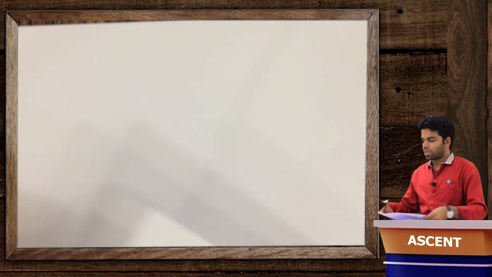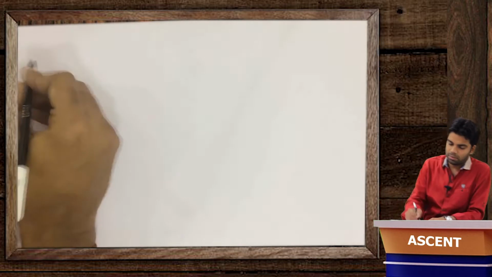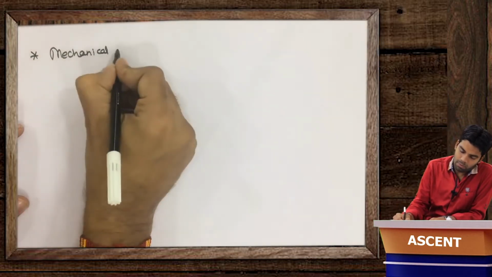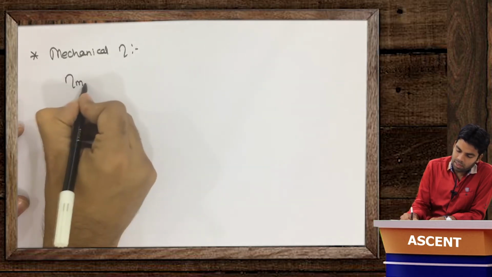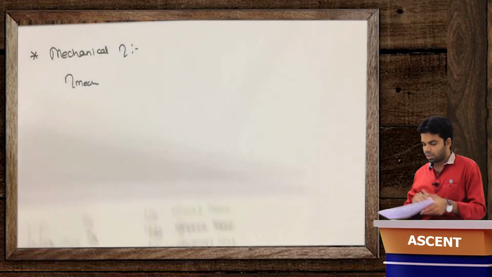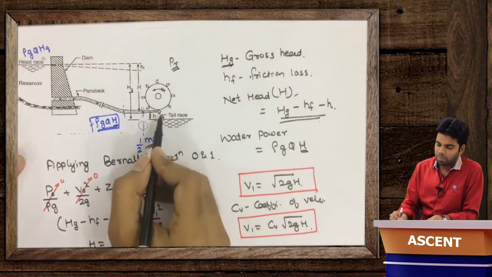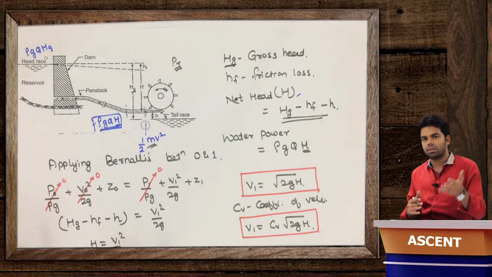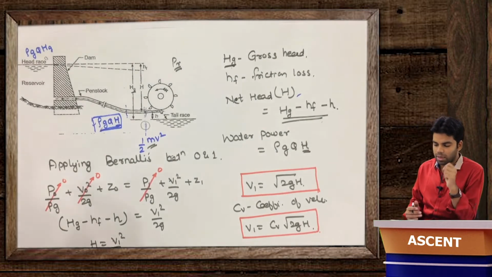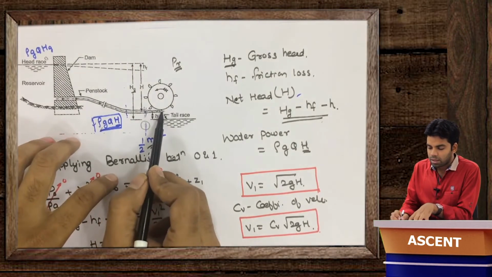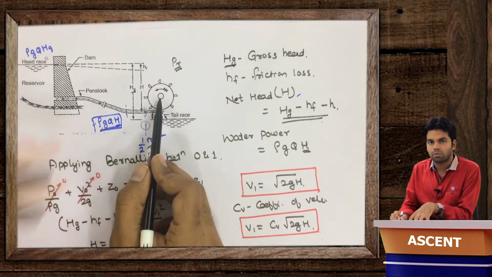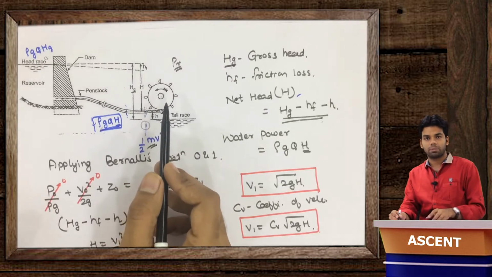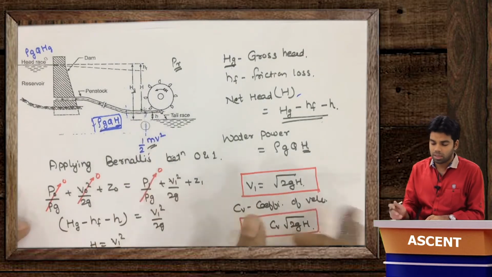Now next type of efficiency is the mechanical efficiency. Now what is mechanical efficiency? Once the runner is generating power, that power has to be finally transmitted to the shaft, and then shaft will finally deliver it to generator, and then we produce electricity. But in between, when this runner is transmitting power to the shaft, there will be certain losses like friction losses, and those losses are called as the mechanical losses. And the efficiency is called as a mechanical efficiency.